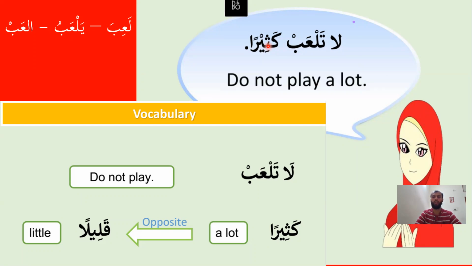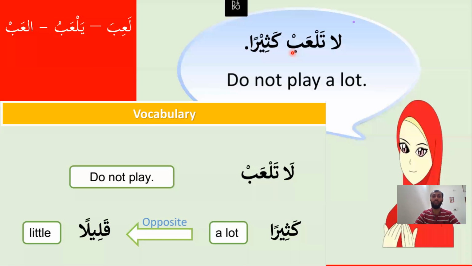Okay, do not play a lot. That is la talab kathiran. What you need to remember here is laiba, yalabu. How do you convert this to feminine? It will become laibat, talabu. You need to know ilab and la talab. Okay, and with practice in the quiz, the questions are making you think. So at that time we'll do practice, and we'll learn it more thoroughly, inshallah.